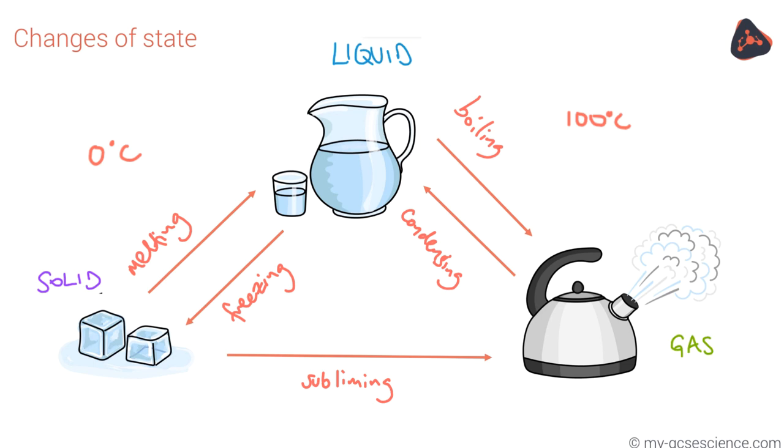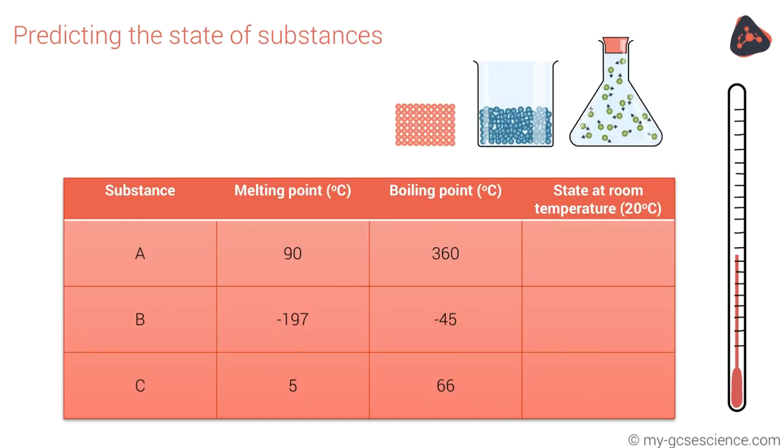So some substances will have lower melting points, meaning that they turn into liquids at lower, colder temperatures. Some substances will have higher melting points, which means they turn from solids to liquids at much higher temperatures. So one of the things you'll have to do in the exam is be able to predict the state of a substance at room temperature or at a given temperature. So we should know that room temperature is normally about 20 degrees centigrade.